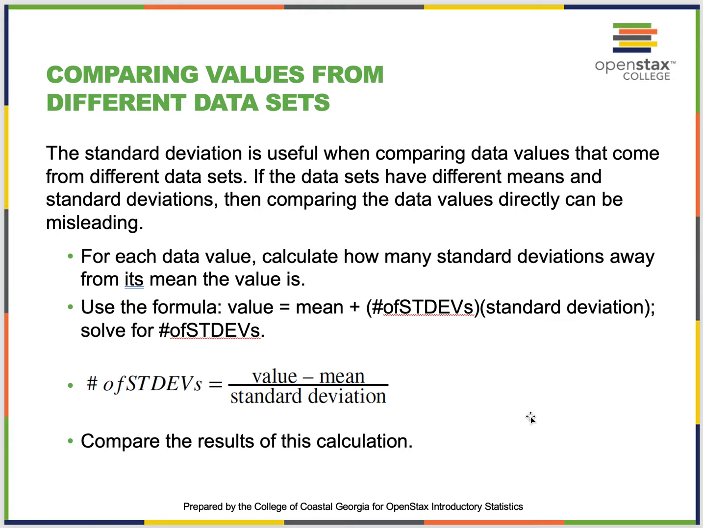Now, one of the things we look at is that the standard deviation is useful in comparing data values from different data sets. If the data sets have different means and standard deviations, comparing the data values directly can be misleading. For each data value, calculate how many standard deviations away from the mean it is. So we have the value minus the mean divided by the standard deviation. Now we care if it's positive or negative. It tells us on which side of the mean it is, less than the mean or bigger than the mean. And compare the results for this calculation.